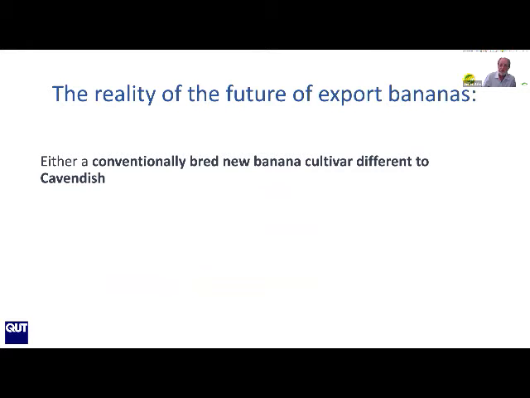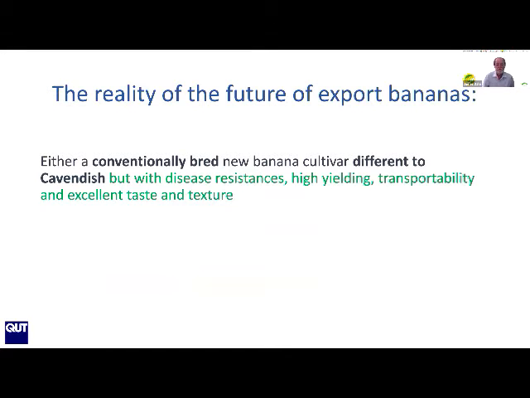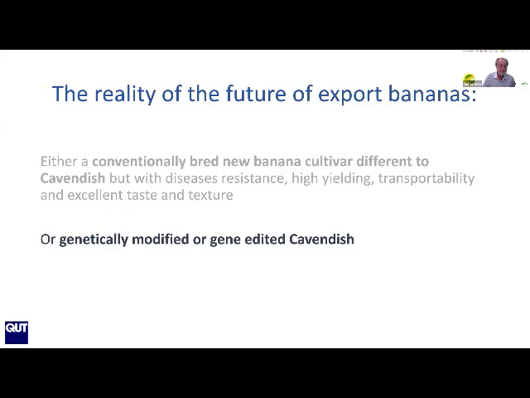So the reality of the future of export bananas, I believe, is either a conventionally bred new banana cultivar, which is going to be different to Cavendish, but with disease resistances, high yielding, transportability, and excellent taste and texture. So for an export banana, it's got to have all of those characteristics. Or a genetically modified banana or gene edited Cavendish, but with multiple disease resistances. So you're already starting with a cultivar that is high yielding, it transports well, and it has excellent taste and texture. So you've just got to add disease resistances to that.